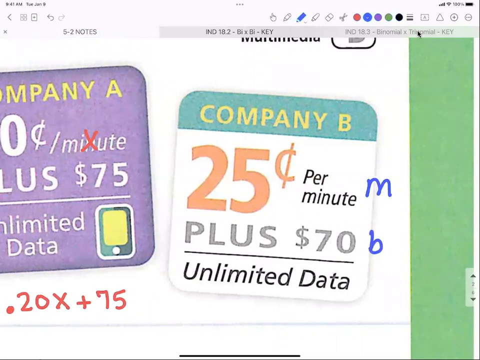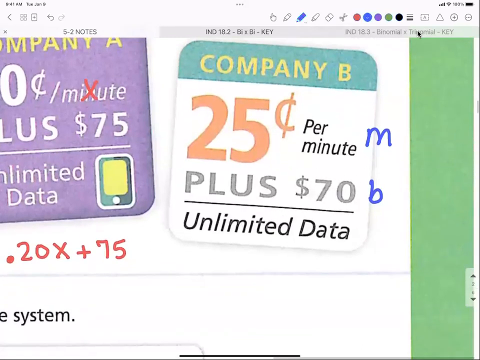And you might see kayak rentals. You might see phone companies. You might see moving companies, whatever. But you're always going to have to read into the problem and pick out which one moves or changes. That's going to be your big keyword there. And then which one is just your base rate that doesn't change. It's kind of your flat fee.